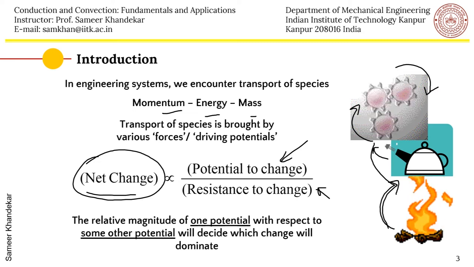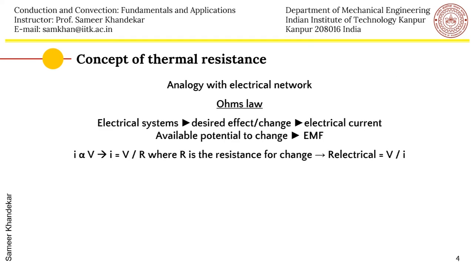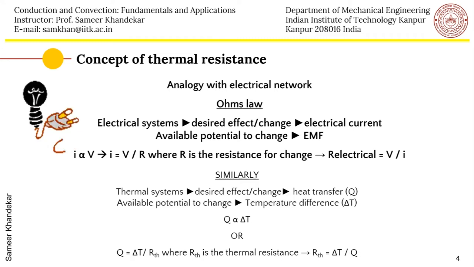So now, let's take an example of electrical energy. In electrical energy, the desired change is the electric current. We want to move the electrons from location A to location B. And there is a potential difference which is available in the form of electromotive force, which is the available potential or the voltage. So we write that the net change is proportional to the potential to change.